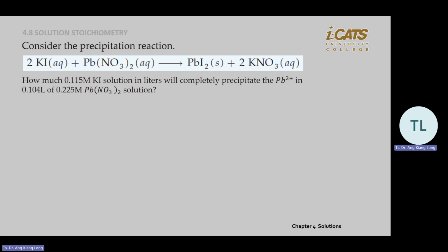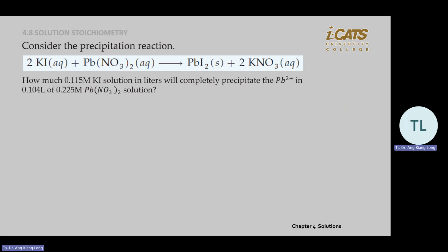So you write the ratio. So you have this mole by taking 0.104 multiplied by 0.225 M. This is mole already. So this one I will just write as, let's say this is your x. You already find your x.